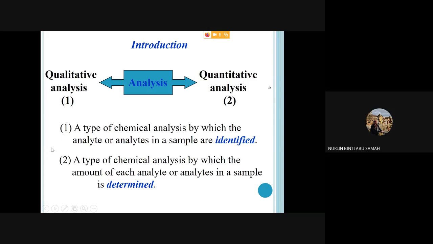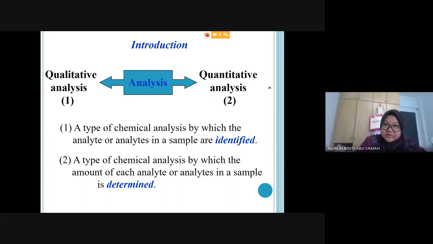So basically, when we try to understand what is analytical chemistry, we are trying to analyze our sample. In order to analyze our sample, we need to understand there are two different kinds of analysis. The first one is qualitative analysis, and the second one is quantitative analysis. I hope that you are aware of the term analytes, or analyte. This term is very important because in analytical chemistry we always use this as the normal term. We always talk about analytes.